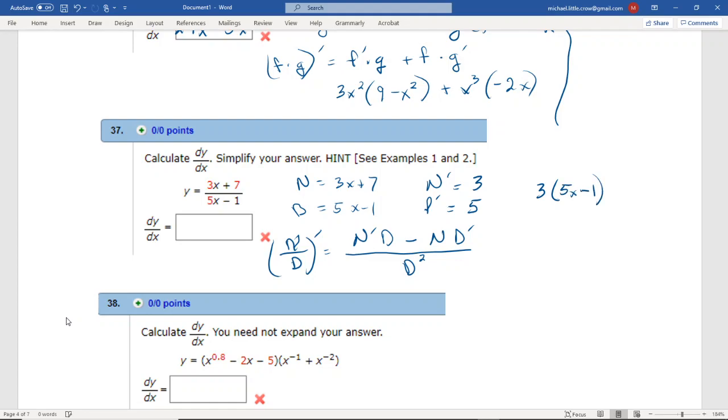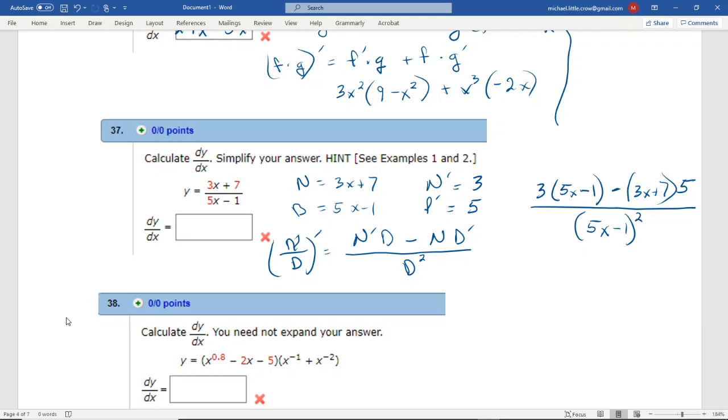minus 1. Okay. Then we have a subtraction. We put the whole numerator, 3x plus 7, times the derivative of the denominator, which is 5. That's all over the denominator squared, 5x minus 1. This doesn't factor, which is good.